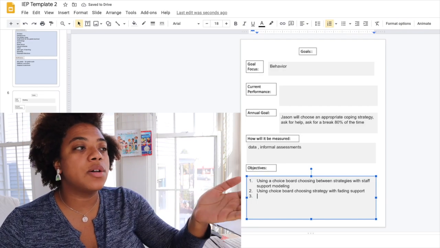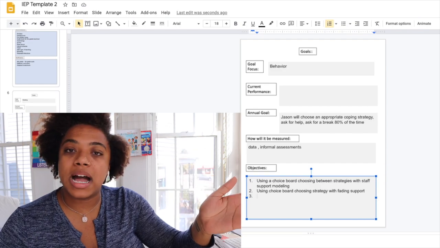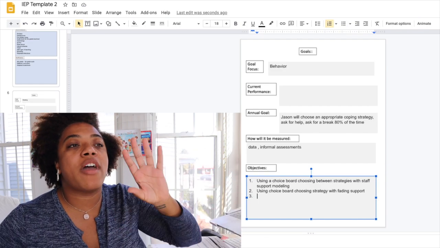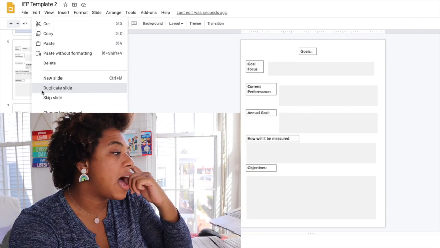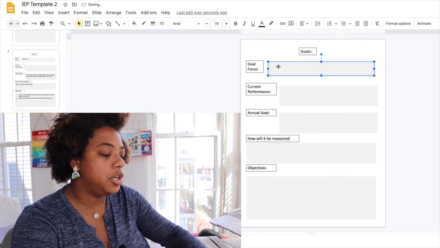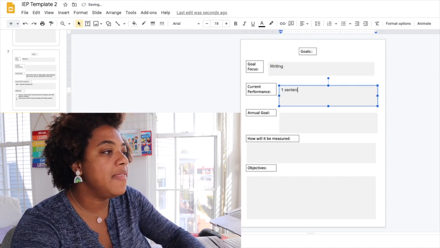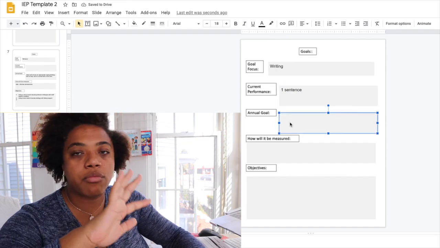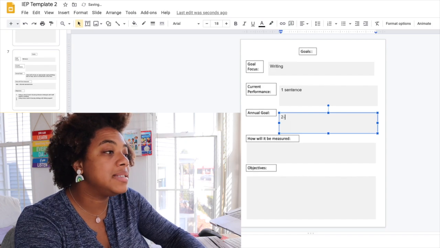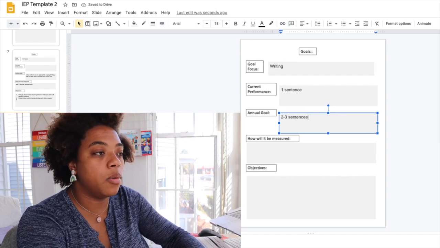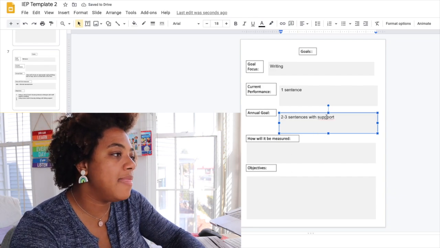And this goal is behavior. So the goal is not a writing goal, even though writing is what's giving him a hard time. I'm talking about the behavior that comes behind or around his non-preferred activities. I might make a writing goal too. If right now he's writing one sentence, then maybe part of the goal is, I'm not going to write the whole thing, but you'll get the gist. Maybe I want him to write 2 to 3 sentences with support, and write a whole goal around that.